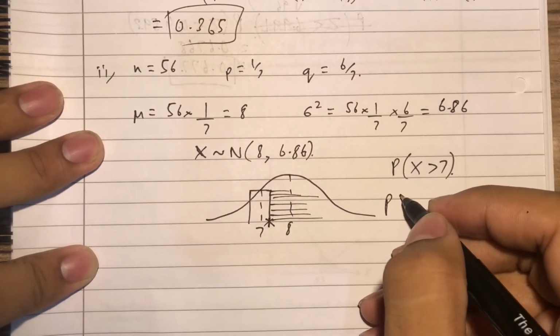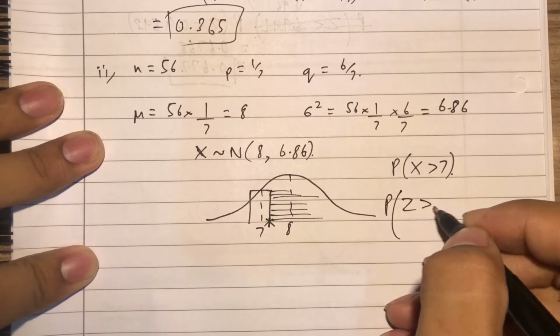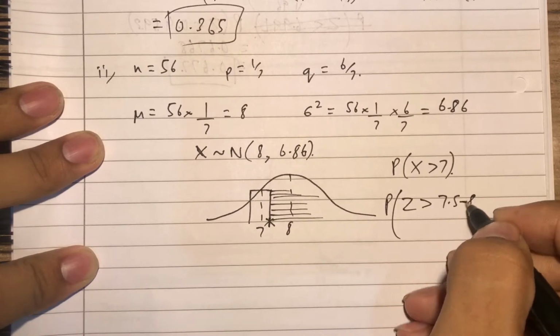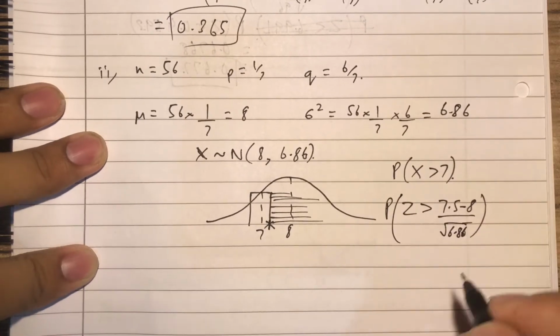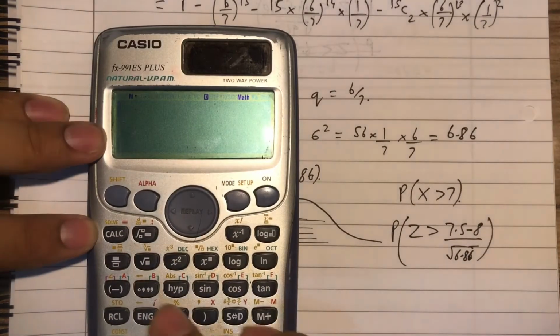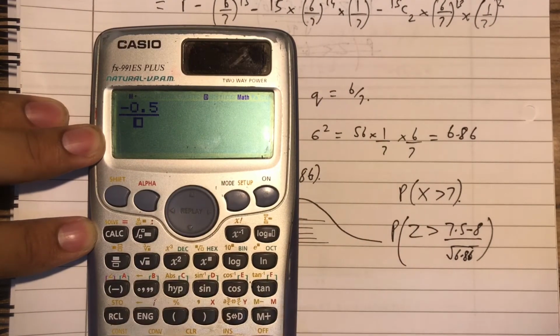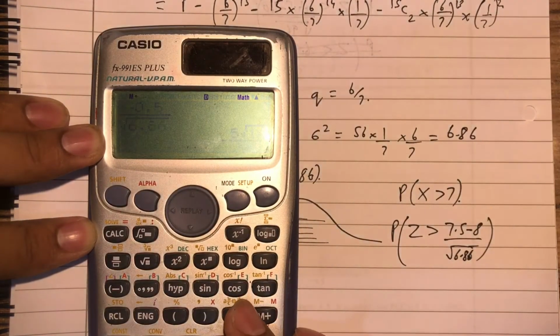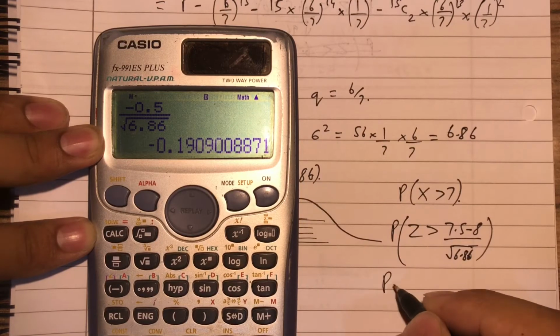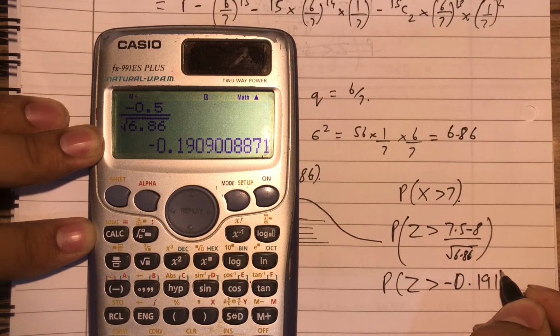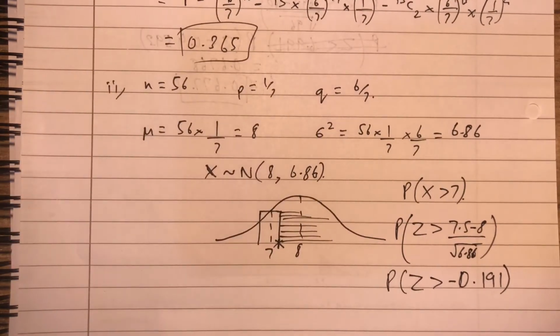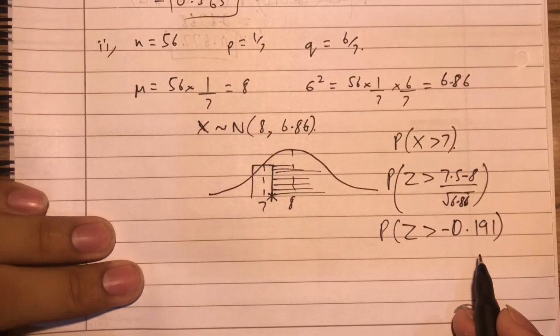So when I'm standardizing it, I'll have z is greater than 7.5 minus 8 upon root of 6.86. So minus 0.5 upon root of 6.86. Probability of z greater than minus 0.191. Yeah. Now how do we find the probability of z greater than negative 0.191?